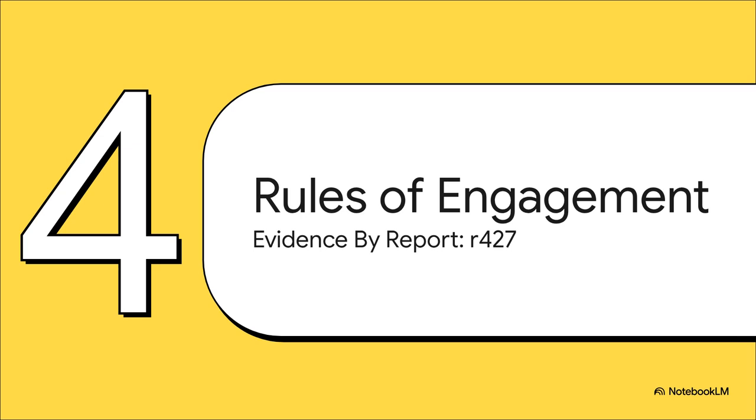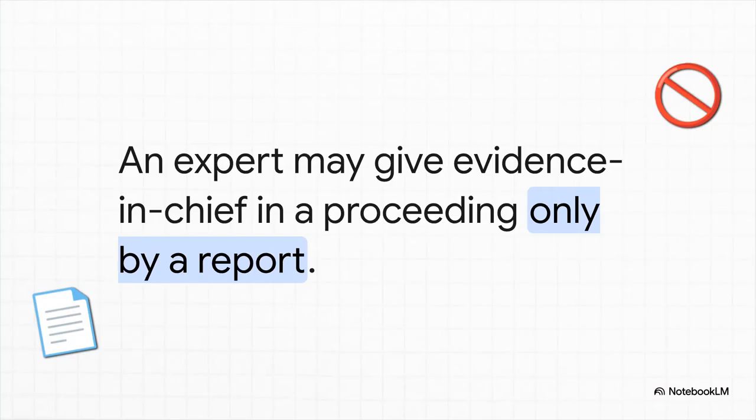Okay, so we've got our expert defined, and we understand their number one duty. That brings us to our final piece of the puzzle, Section 4, which is all about Rule 427. This rule is about the nuts and bolts, the how. How does an expert actually give their evidence? And the general rule in Rule 427, subsection 1 is super straightforward. An expert gives their evidence in chief only by a report.